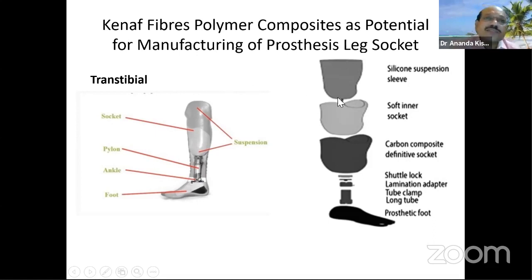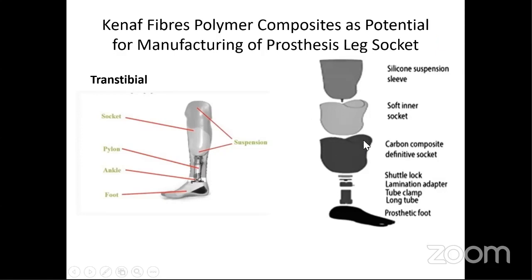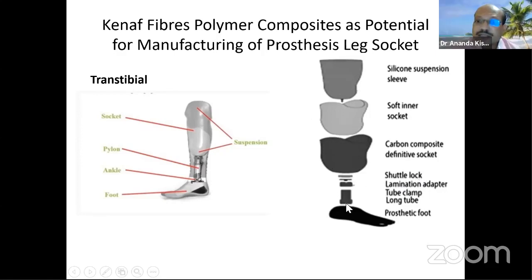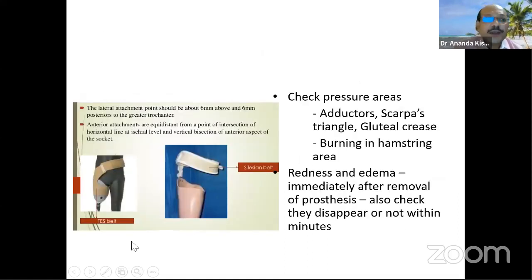Now for the transtibial, you can see the silicon suspension sleeve, soft inner socket, carbon definitive socket, the subtle lock, lamination adapter. There is a pylon and the prosthetic foot. These are basically the components. The suspension system can be with the help of the TAS belt or the Silesian belt. You have to identify this. These are usually attached at least 6 millimeter above and 6 millimeter posterior to the greater trochanter.